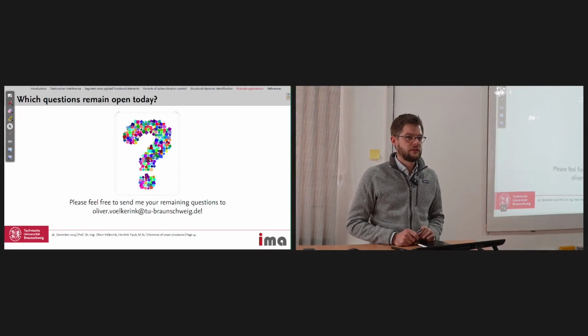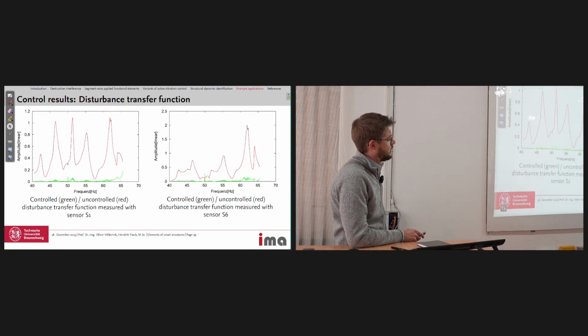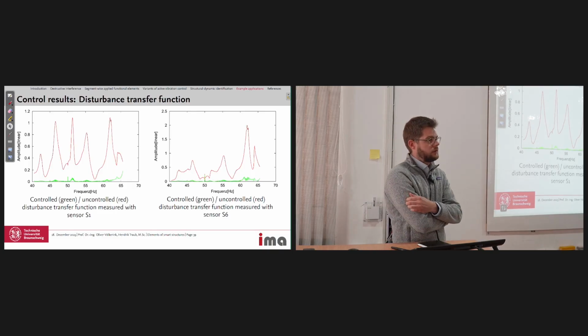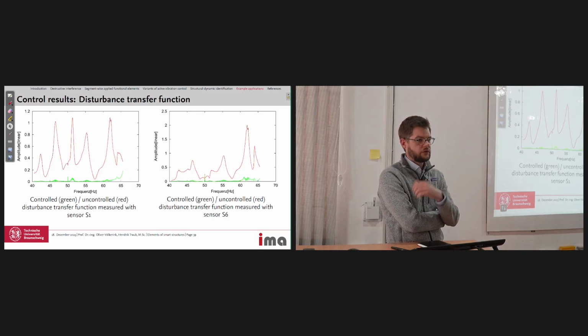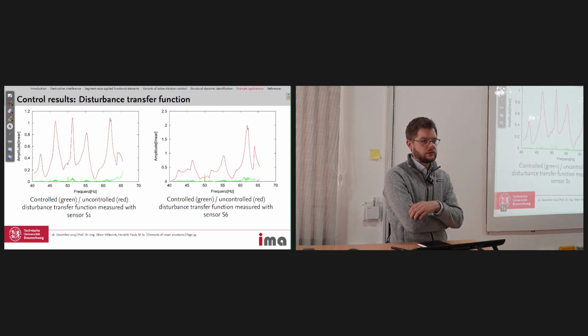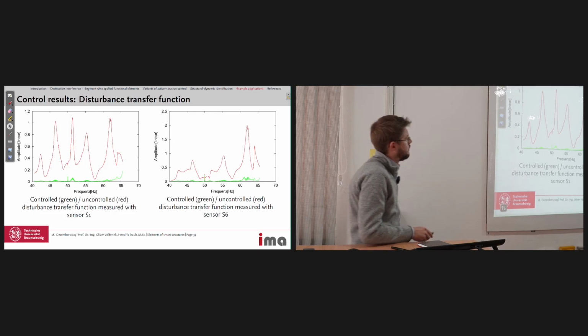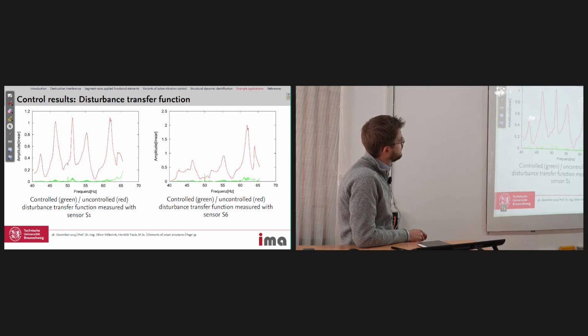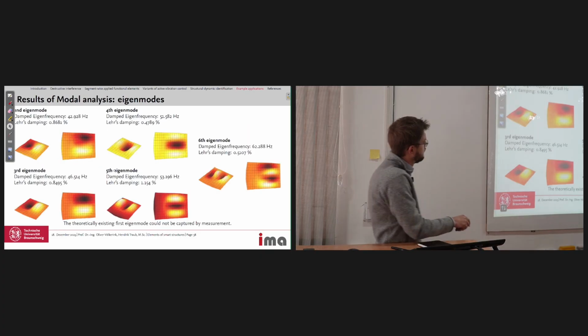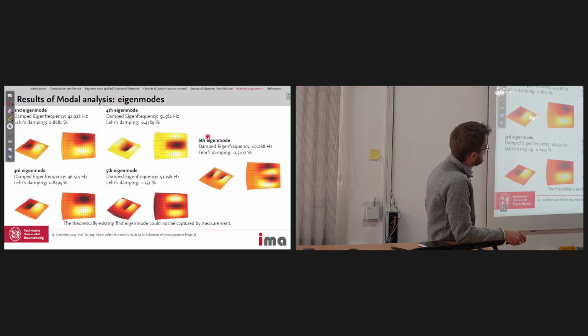Is there any way you can find theoretically what is the dominating mode which is causing maximum disturbance? Yeah, I think it's the modal index. It should always be the approach that you first have a look at the vibration behavior of the uncontrolled structure, and then see what eigenmodes are dominating this. In this case, the maximum amplitude is at around 62, 63. The sixth eigenmode seems to be the dominating one.